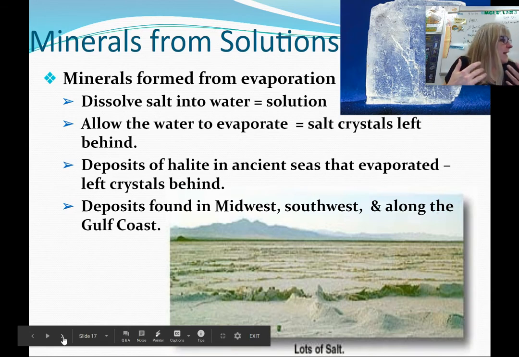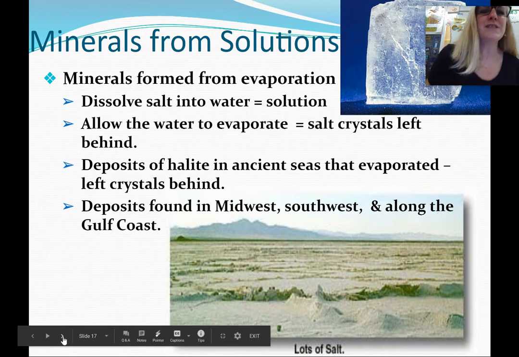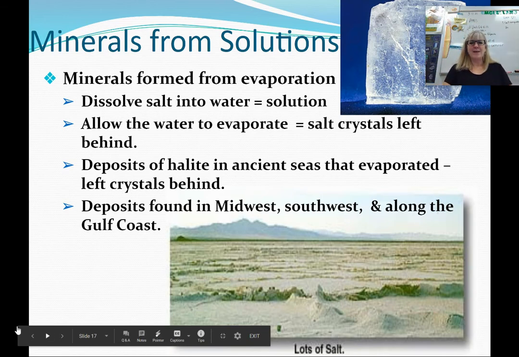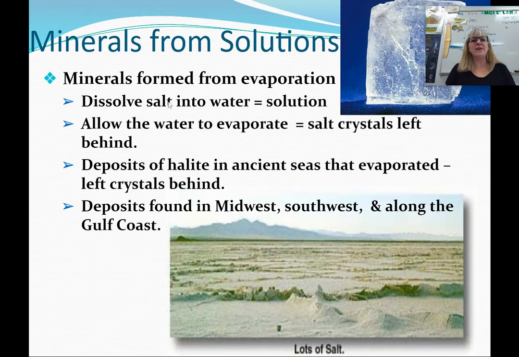You can get these by dissolving salt into water. You guys can make sugar crystals, even though that's not really a mineral, because sugar is a biological. Remember, it's organic. It comes from sugarcane, so those aren't really considered minerals. But you can make rock sugar if anybody's done that. You can also do that with salt.